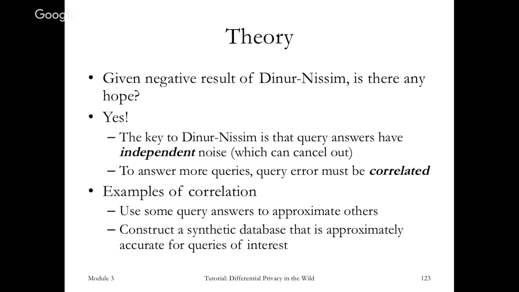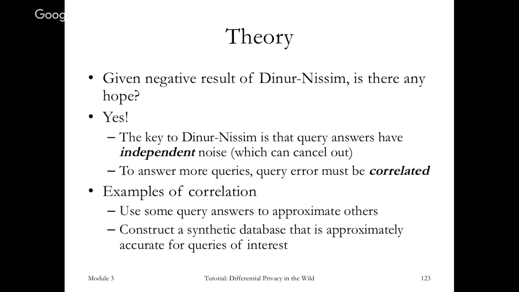So let's talk about two theoretical results. First, given the negative result of Dinur-Nissim that said you can only answer so many queries, if you add square root of n noise to each query, before you can actually reconstruct the database, you might say, how in the world can we answer a workload of queries given that negative result? So there's a way of getting around that negative result.